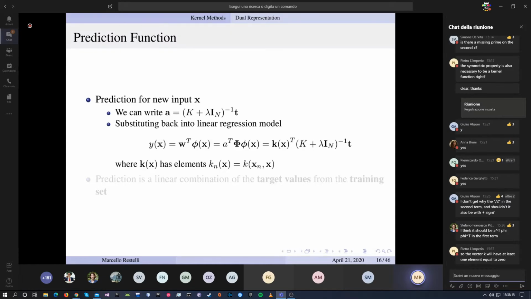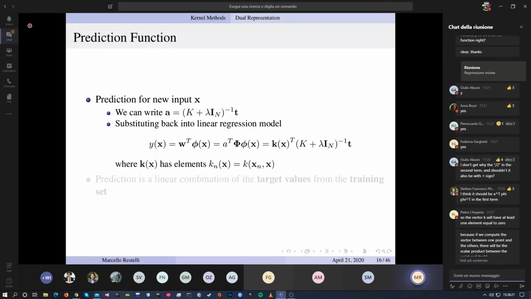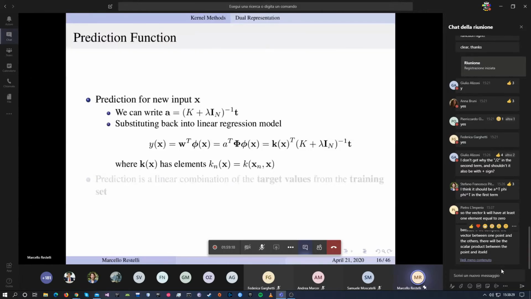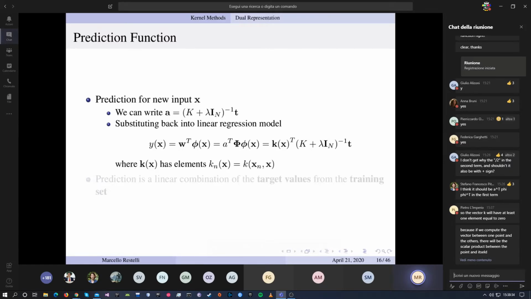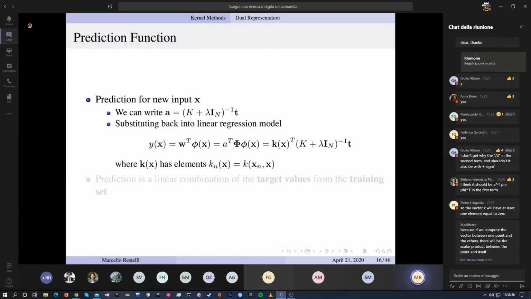So you have a query point, a new point where you want to do the prediction. And then you compute the similarity between this point and all the training samples. You will have different similarities, but you have no guarantee there is a 0. First of all, the scalar product between a point and itself is not 0, but is maximum, because it's maximum similarity. The scalar product between a point and itself is equal to the squared L2 norm of the point.